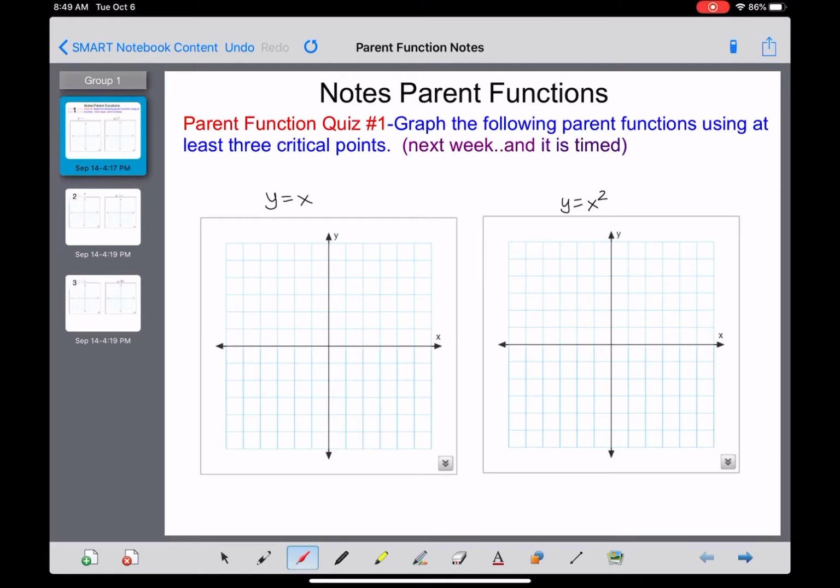Hi everyone. This is going to be a very quick video on parent functions. You will be taking a parent function quiz next week that will be timed, that you will be asked to do exactly what I am doing.